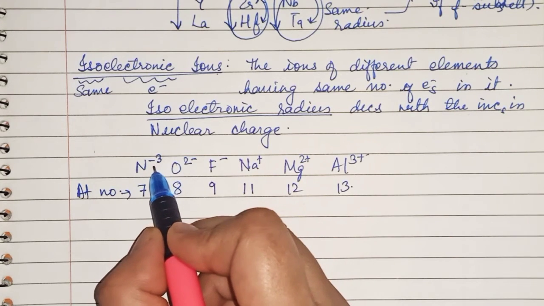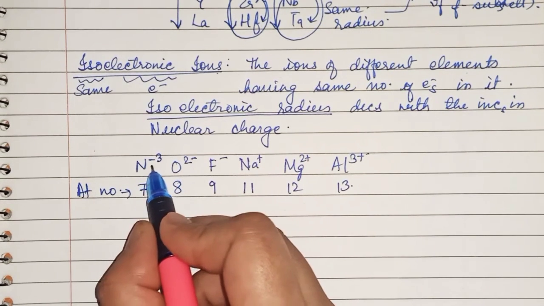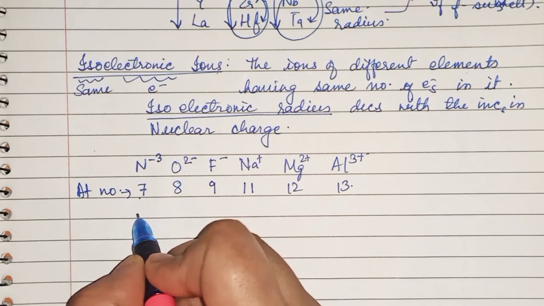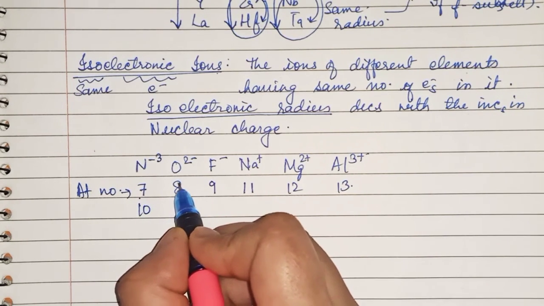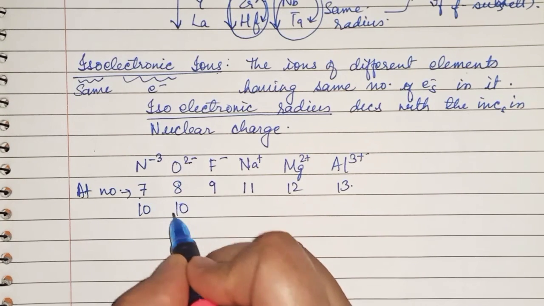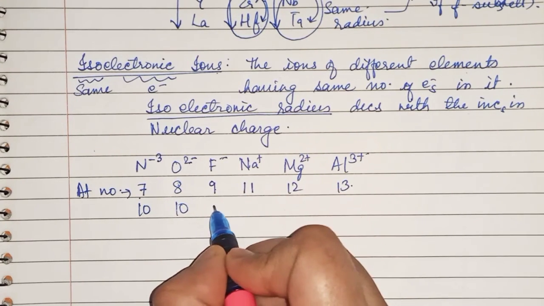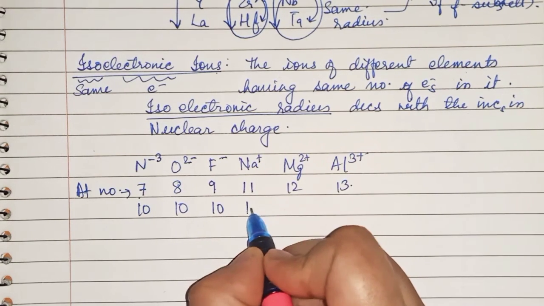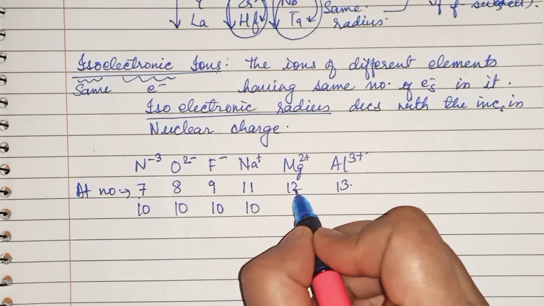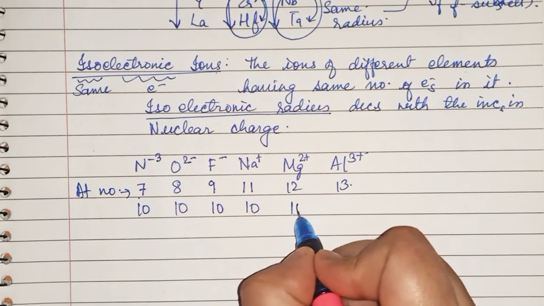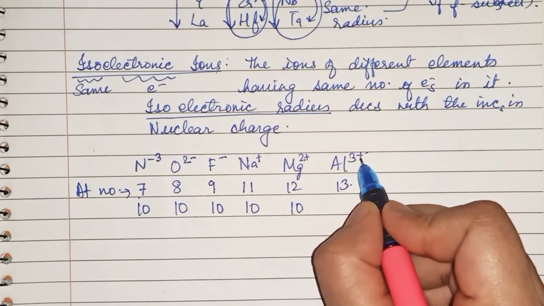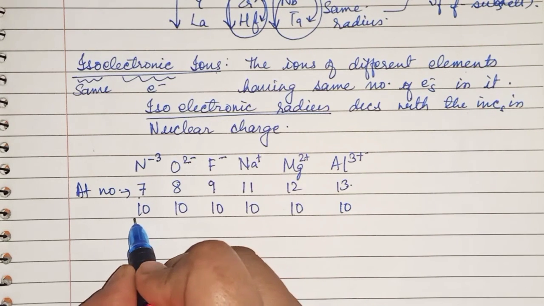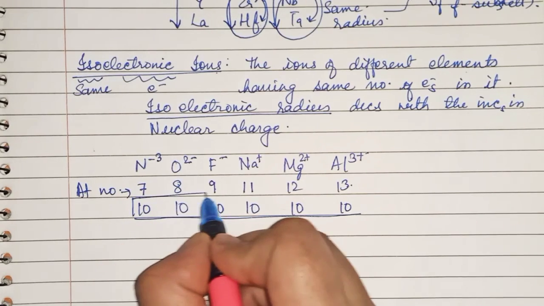Now for these ions, minus 3 means nitrogen is gaining 3 electrons and now it has 10 electrons. 8 will gain 2 electrons, now it has 10 electrons. 9 is gaining 1 electron, so it has 10 electrons. 11 is losing 1 electron, so again it has 10 electrons. 12 is losing 2 electrons, so it has 10 electrons. 13 is losing 3 electrons, now it has 10 electrons. So you can see that they all have 10 electrons in them.